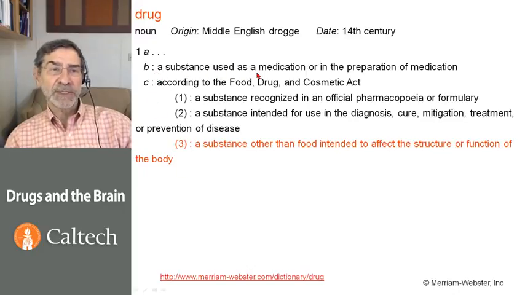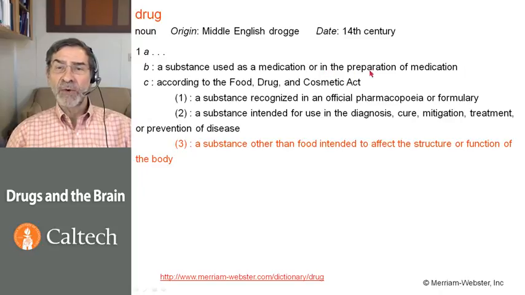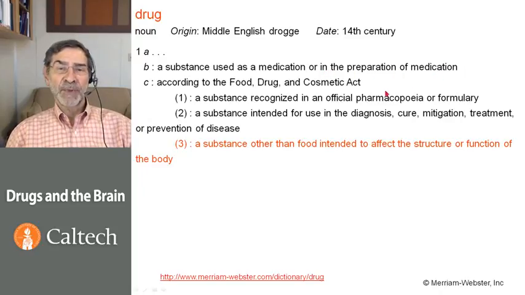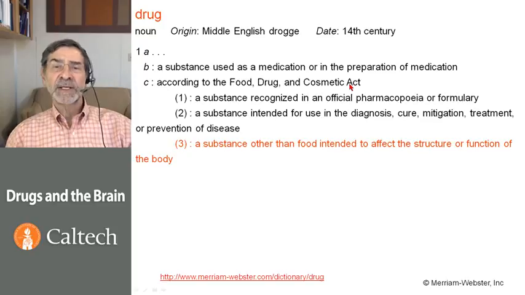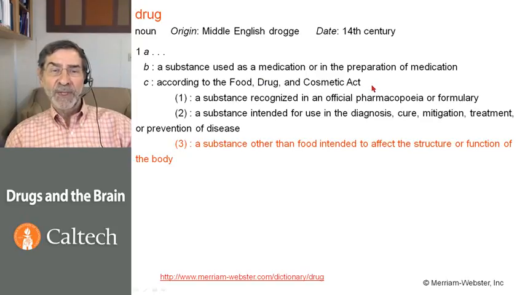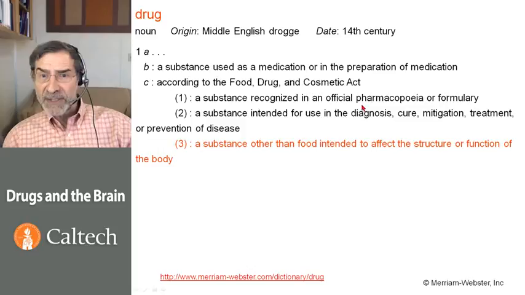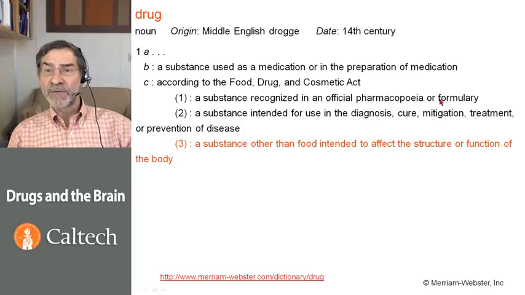First, in general, it's a substance used as a medication or in the preparation of medication. About a century ago in the U.S., the Food, Drug, and Cosmetic Act systematized the definition of a drug, at least for regulation by the FDA, the Food and Drug Administration. It's a substance recognized in an official pharmacopoeia or formulary, and you can see 2 pharmacopoeias, one for animals and one for people, at the FDA, fda.gov.